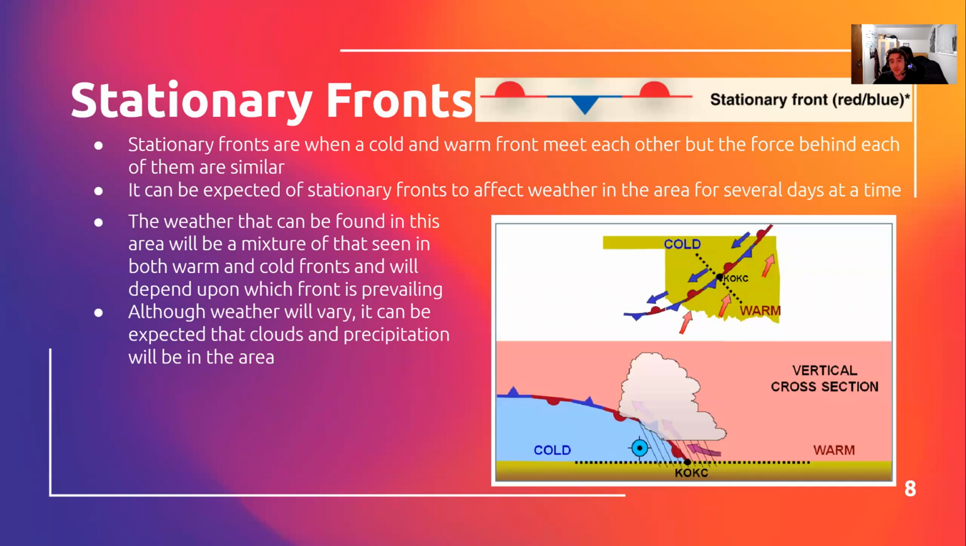Stationary fronts. They are depicted as a mix of red semicircles and blue triangles on a surface analysis chart. Stationary fronts are when a cold and warm front meet each other, but the force behind each of them is similar. It can be expected of stationary fronts to affect weather in the area for several days at a time. The weather that can be found in this area will be a mixture of that seen in both warm and cold fronts and will depend on which front is prevailing. Although weather will vary, it can be expected that clouds and precipitation will be in the area.